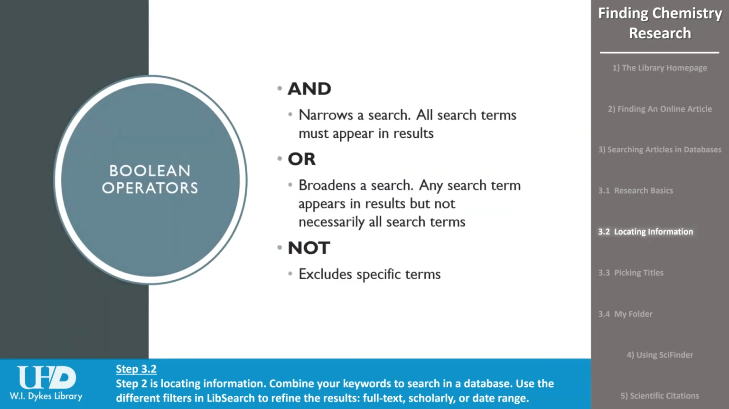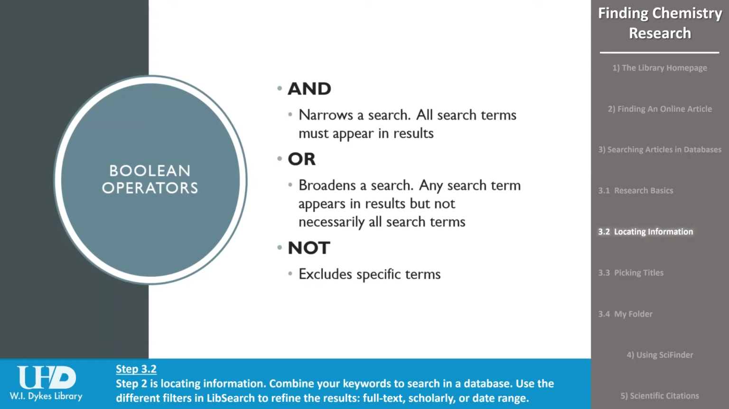Boolean operators are words that help control the results for your search. The operator AND narrows your search. All the keywords you use must be in the results. The operator OR broadens your search. Any keyword may appear anywhere in the results, but not necessarily all of the keywords will appear.